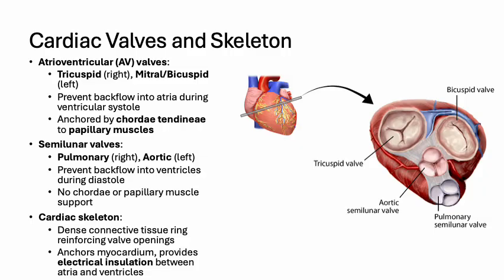All four valves are supported by a structure called the cardiac skeleton, a dense ring of connective tissue. It serves several purposes. It reinforces the valve openings so they don't overstretch. It anchors the heart muscle, giving it something solid to pull against. And importantly, it acts as electrical insulation between the atria and the ventricles. This ensures that the atria contract first, followed by the ventricles, allowing coordinated pumping. Together, the valves and the cardiac skeleton work as both mechanical and electrical regulators essential to each heartbeat.